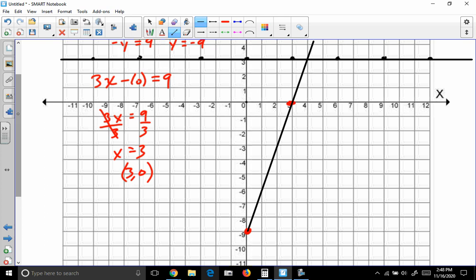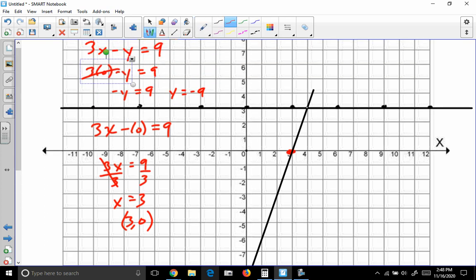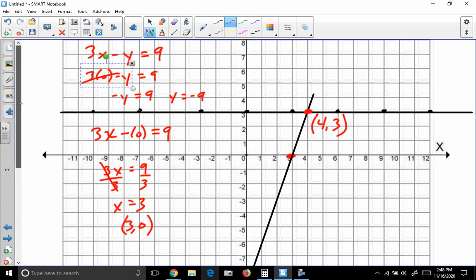Notice they intersect here, and that's the only place they intersect. And that point is the point 4, 3. So that is our solution. If we plug in here, just real quickly, 3 times 4 is 12, minus 3 is 9. That works. The other equation was y equals 3. Well, at that point y is 3, and it is.